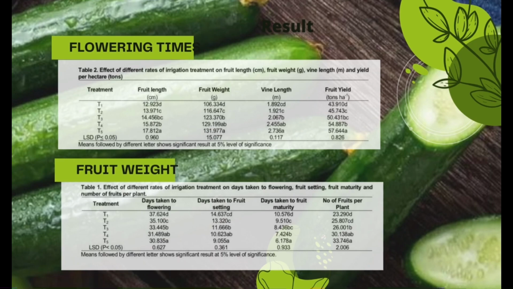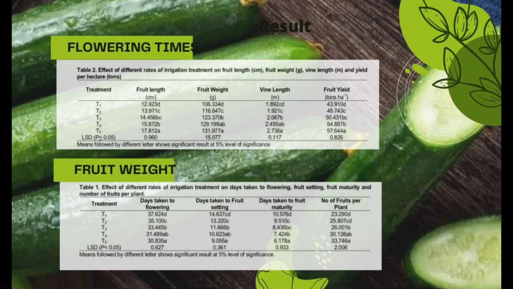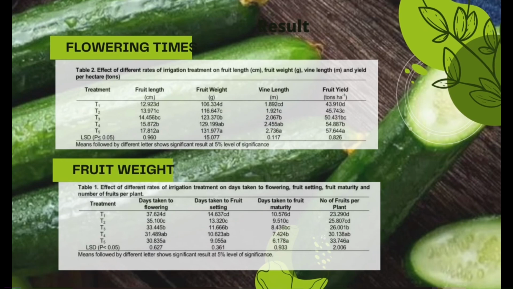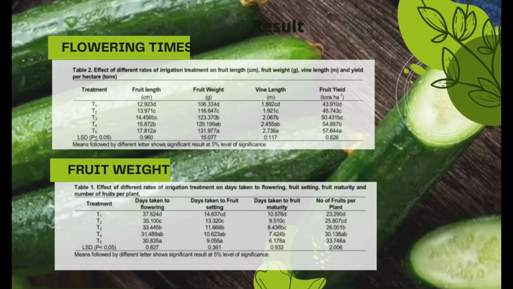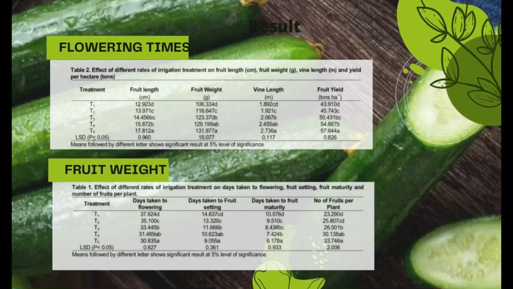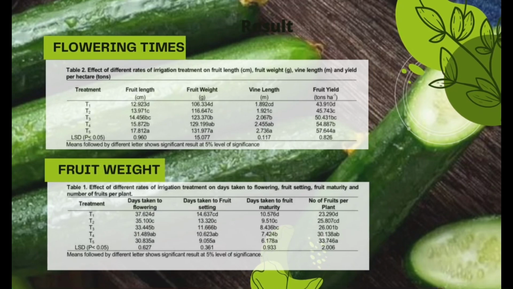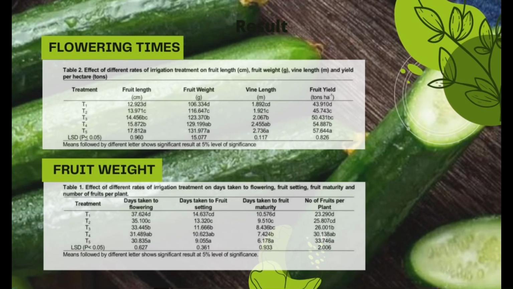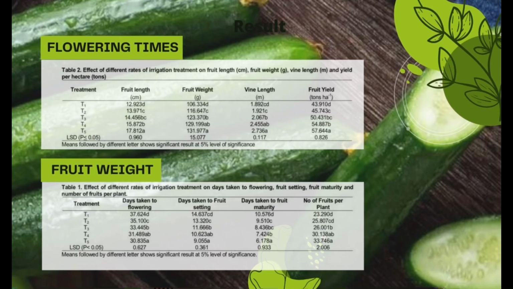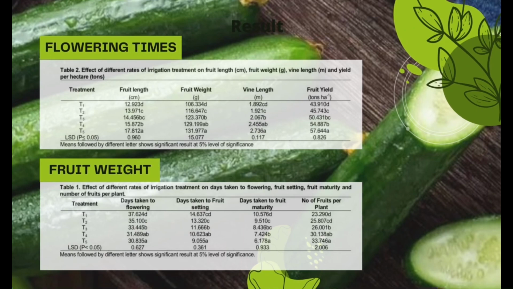In the second table, we talk about the fruit weight. Table 2 indicates that high irrigation directly affected fruit weight and that irrigation treatments differ significantly. T5 had the highest fruit weight and T1 the lowest. T5 is 131.977 gram. T1 is 106.334 gram. And the conclusion is high irrigation and NPK fertilizer will increase the fruit weight.